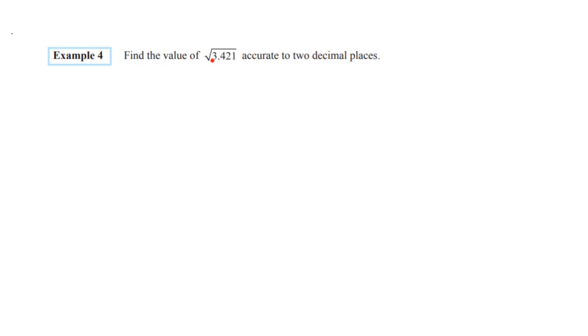Okay. Example 4. Find the value of square root 3.421 accurate to 2 decimal places. To find the answer for 2 decimal places, first you have to find the answer for 3 decimal places, and then you have to round up it to 2 decimal places. Let's see. 3.42.